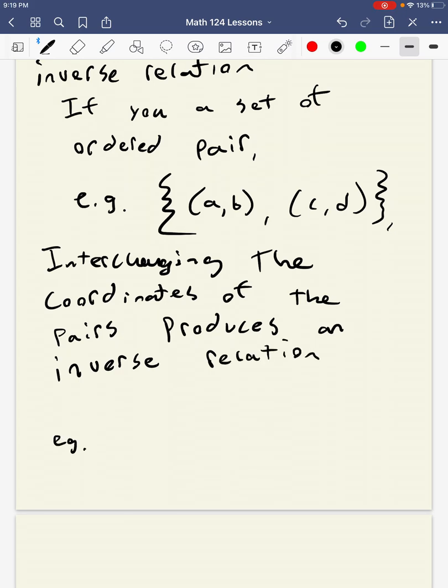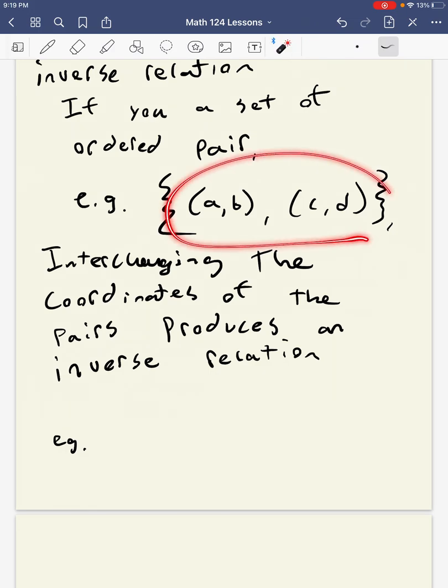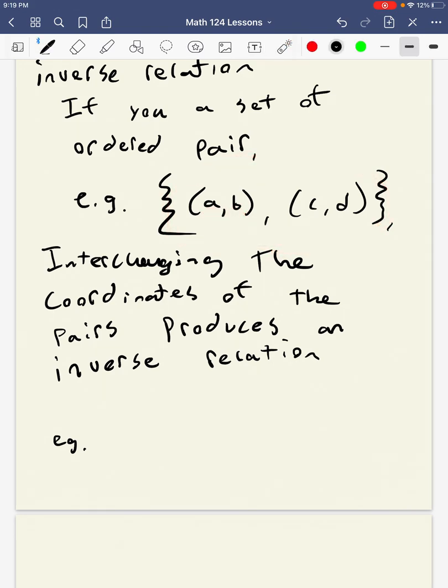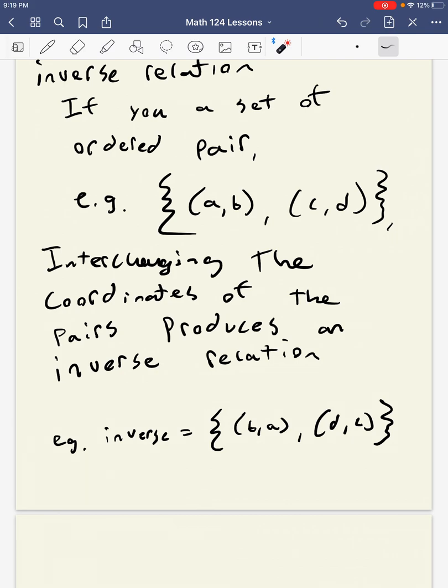So, for example, we had this set. If we just swap the pairs, we would get the inverse relation. The inverse of the above set would be (B, A) and (D, C). And that's what we mean by interchanging the coordinates. Just swap the A and the B, and we swap the C and the D. So this set is the inverse of this set.